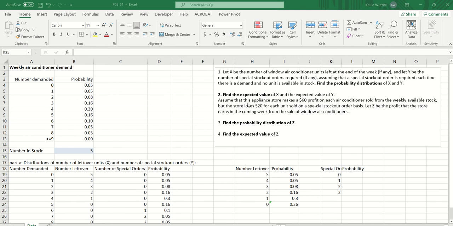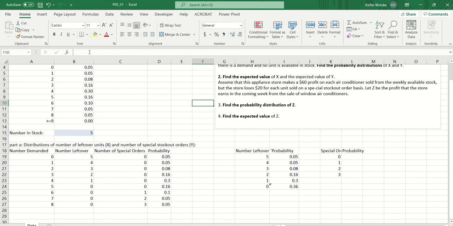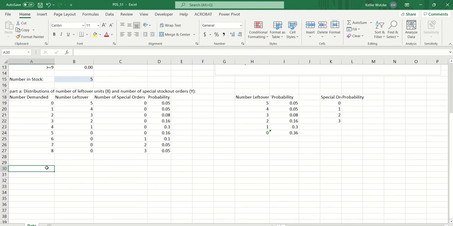Okay, the next question asks us to find the expected values for x and y. So we'll go ahead and do it for x, and then you can do it for y, which you'll have calculated out on your own. So let's go ahead and do that. So for part B, the expected value of the number left over, and we're going to calculate the expected value on the number of special orders.